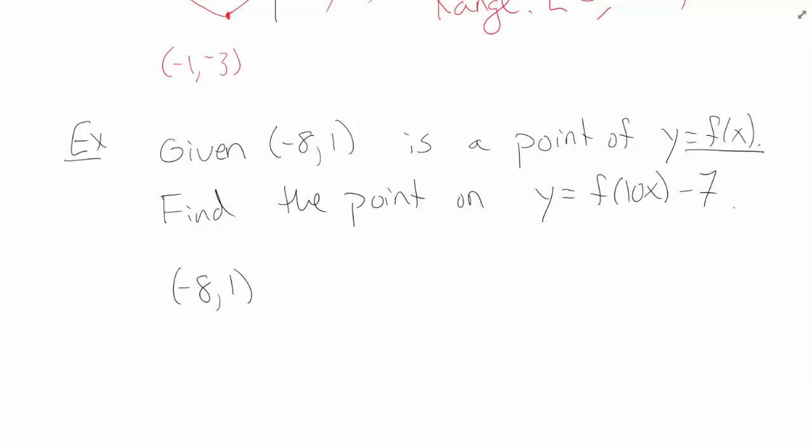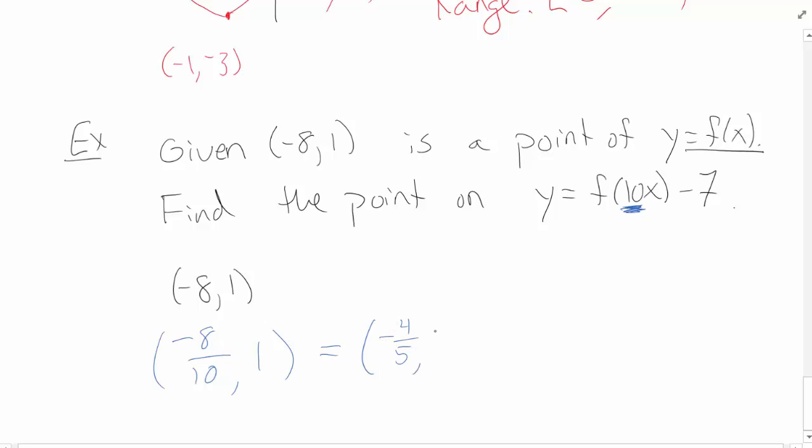The first thing I'm going to do is I'm going to deal with this 10 in here because that 10 has multiplication. That 10 is inside the function. That's affecting the inputs or the x values, which means they do exact opposite of what you'd think you would. It looks like you're multiplying, sorry about that, 10. So you're going to actually divide by 10. This is going to be a new point on the graph of y equals f of 10x.